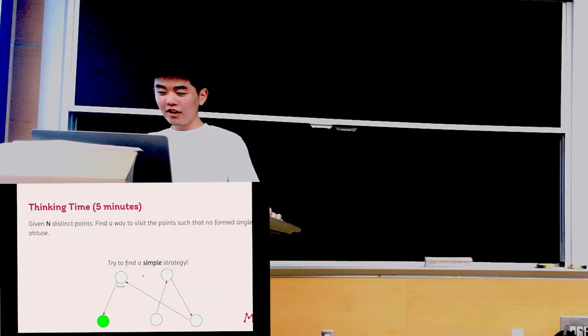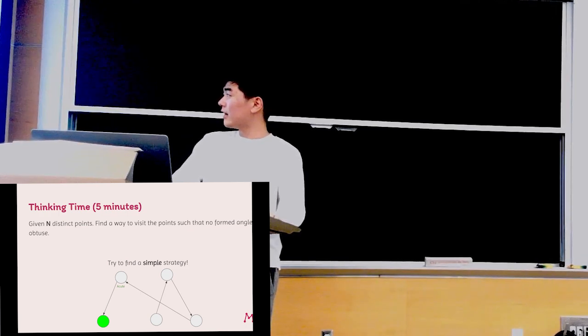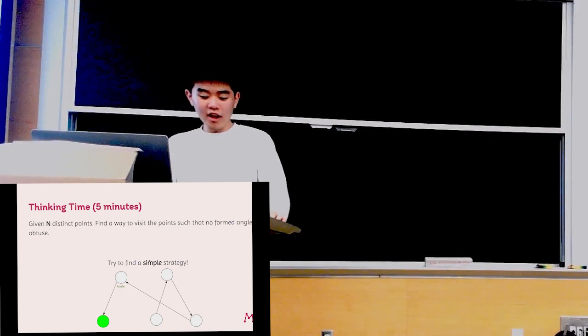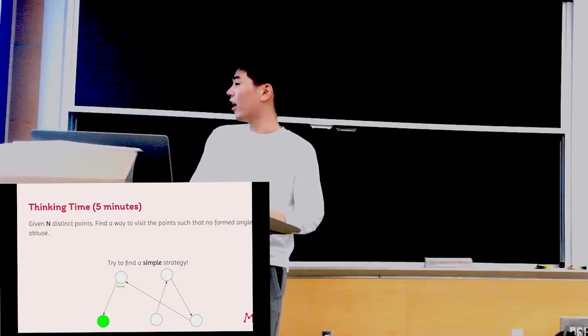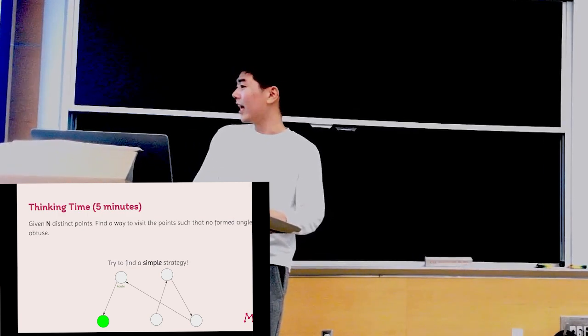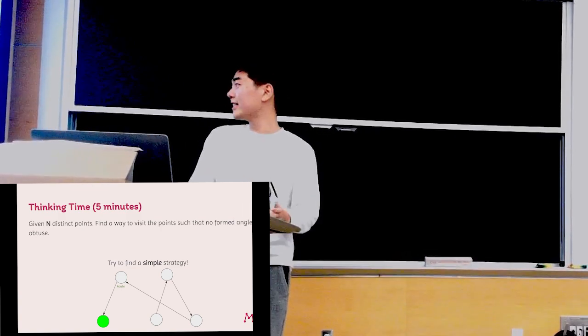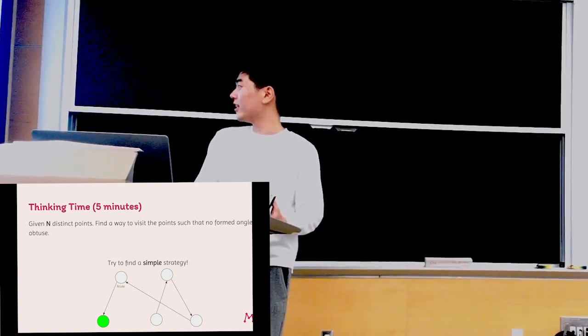So I guess that's just the problem statement. We'll give you some time to think about a way to visit all the points such that no formed angle is obtuse. Some advice to all of you is to find a simple strategy and try not to overcomplicate it. In probably about 3 minutes, we'll give some hints and helpful ways to think about it, and after 5 minutes, we'll go over the solution. So now would be a good time to get out your pen and paper and draw some examples and just try to solve the problem.